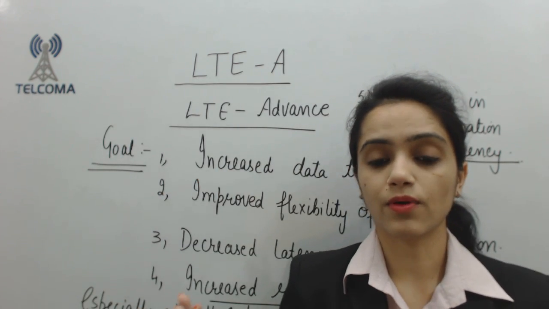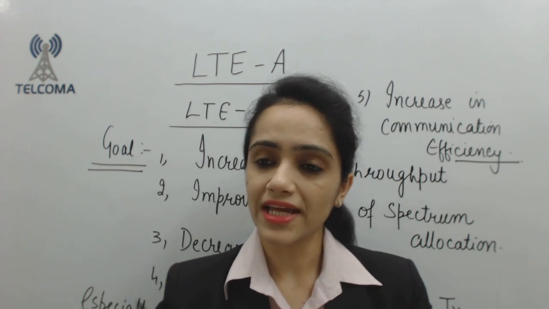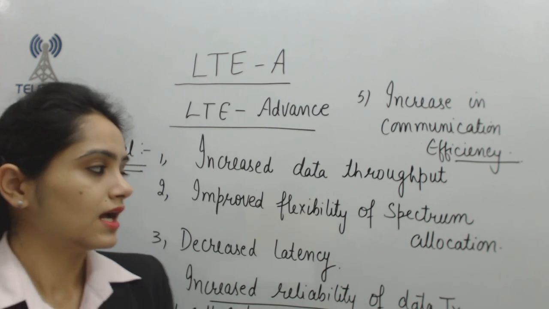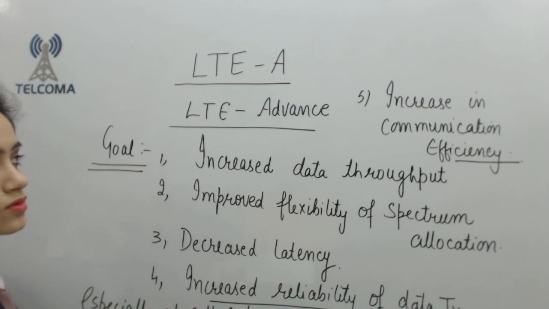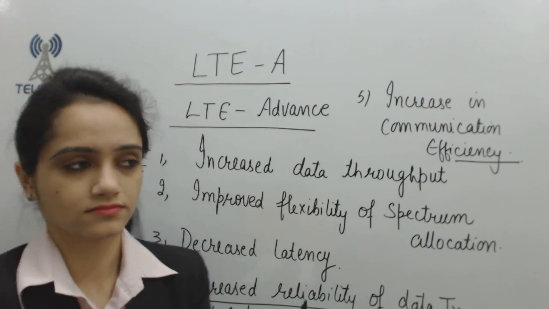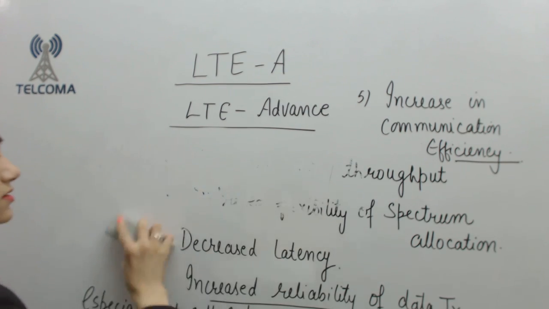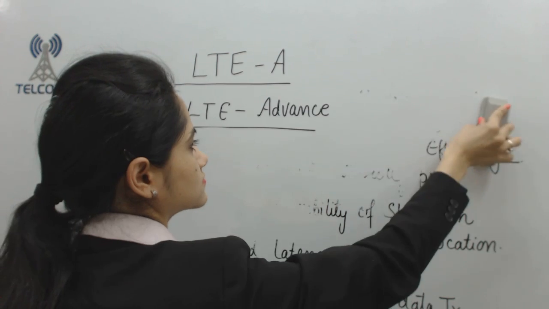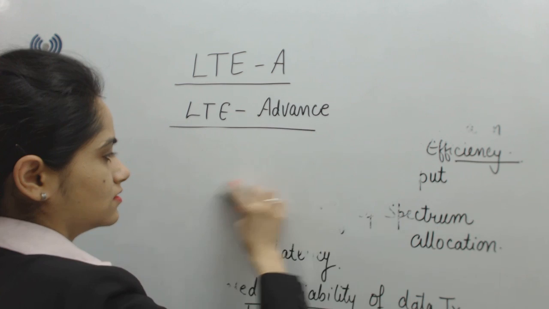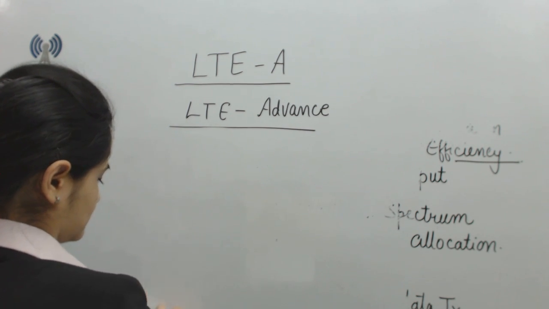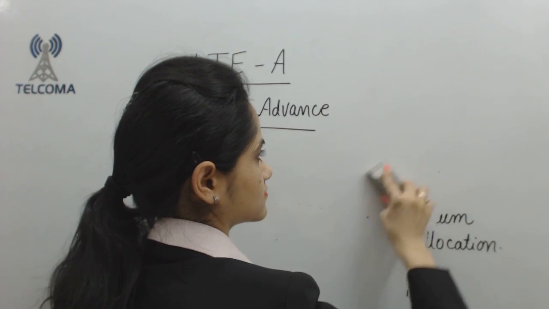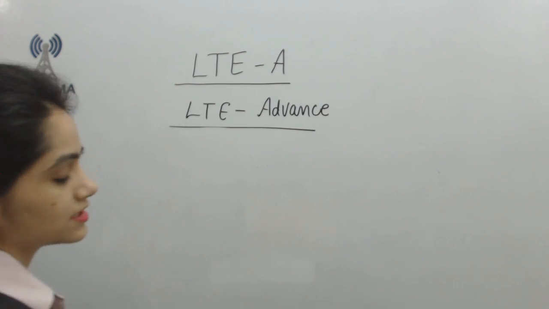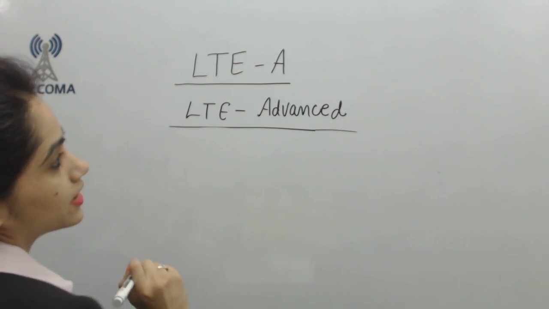Now as we have LTE, we require to move ahead from that, so we name it LTE Advanced. In LTE Advanced, we require more data rate as compared to LTE, reliable data transmission, flexibility of spectrum allocation, and very low latency. So these are the goals of LTE Advanced. When we achieve these goals, we name it LTE Advanced.